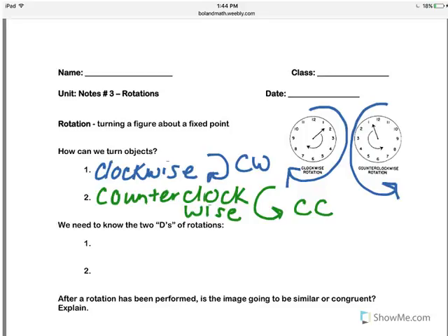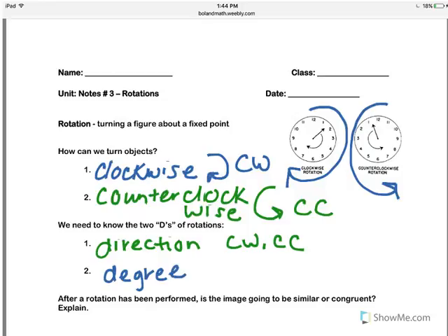In order to rotate an object, you have to know the 2 D's of the rotation. If you want to rotate something, you need to know the direction, whether it's counterclockwise or clockwise, and you also need to know the degrees. In these transformations with rotations, we are going to be doing 90 degrees, 180 degrees, 270 degrees, and 360.